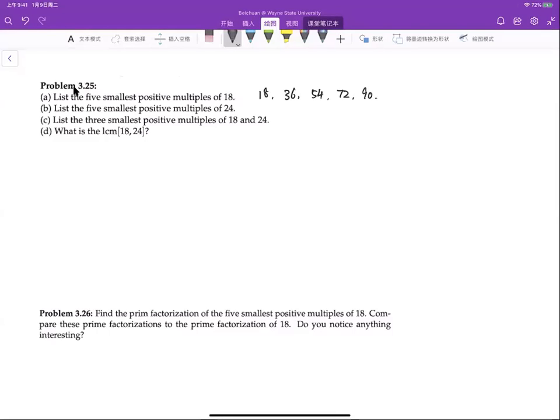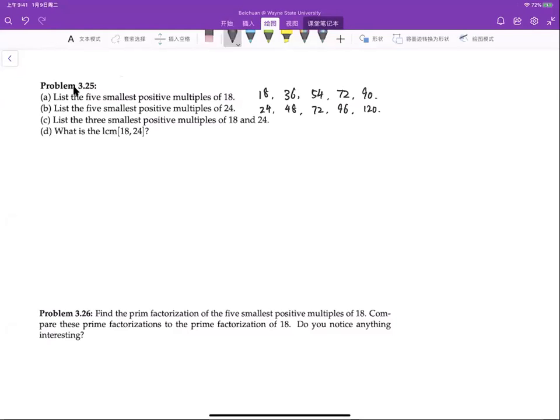Then let's look at question B. List the 5 smallest positive multiples of 24. We'll do the same thing. They are 24, 48, 72, 96, and 120. Again, you can just multiply 24 by 1, 2, 3, 4, 5, respectively, to get the 5 numbers.